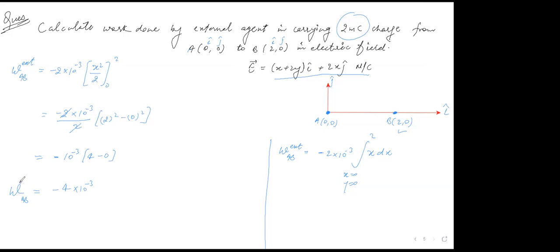W_AB external. This is in joule. This is your final value. Yes, sir. Note it down, please. Okay.